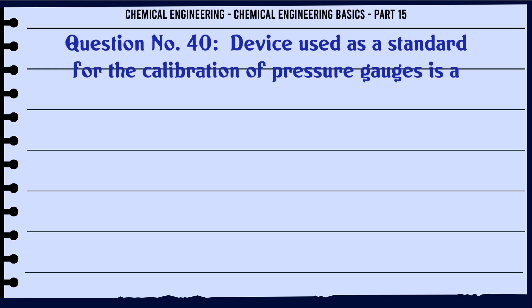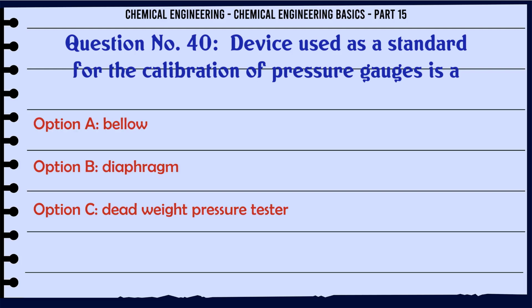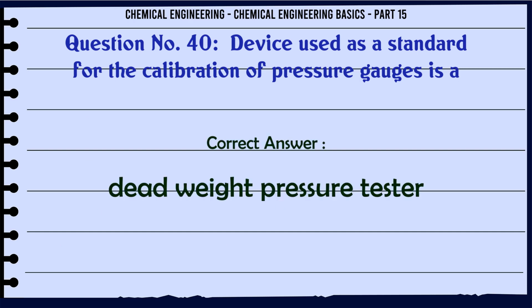Device used as a standard for the calibration of pressure gauges is A. Bellows. B. Diaphragm. C. Deadweight pressure tester. D. Mercury manometer. The correct answer is deadweight pressure tester.